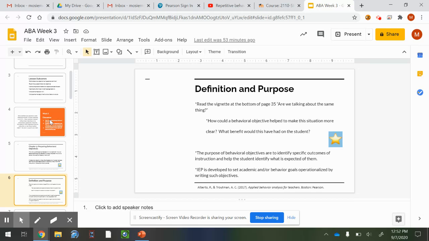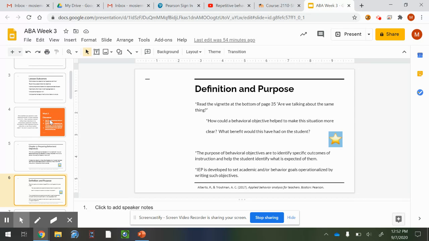So the purpose of a behavioral objective is to identify specific outcomes of instruction and help the student identify what is expected of them. So thinking back to that first example in a classroom, is it okay in teacher A's classroom to get up and walk around during instruction time? Perhaps, as long as that is identified and that is objected to the student. Teacher B may not be, again, as long as we set those expectations for the student and they understand what is expected of them.